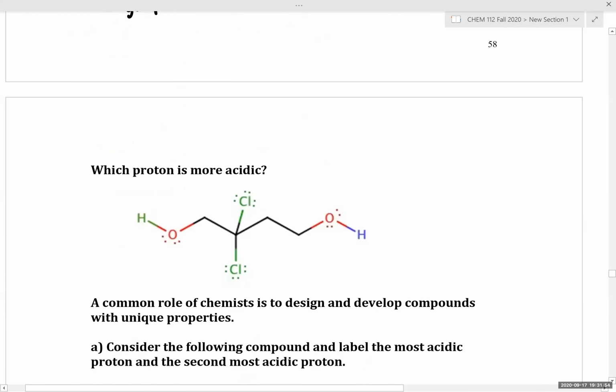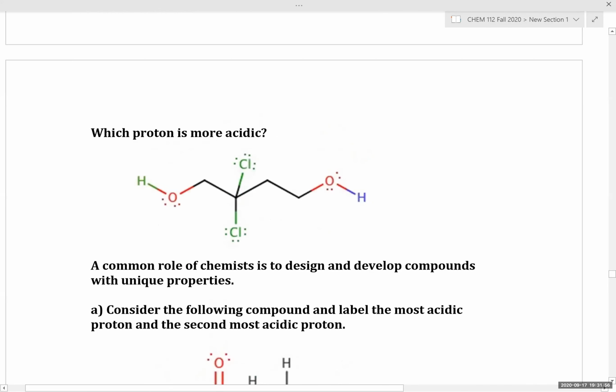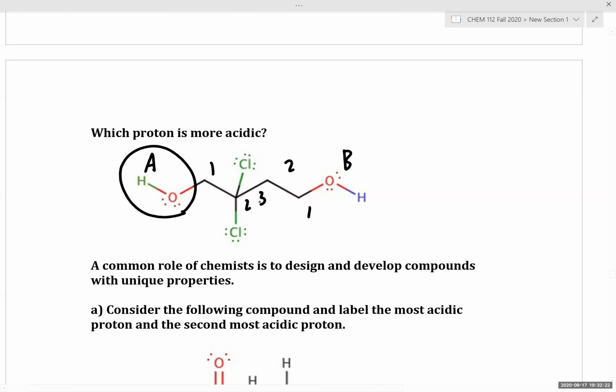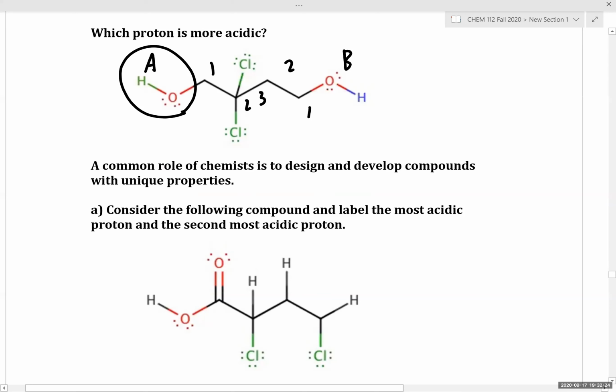Let's keep going and let's do a few more examples. So which proton is more acidic, A or B? Which proton is more acidic? A, yep. It's closer to our electron withdrawing group. Yep, exactly right. Let's do a more interesting example.